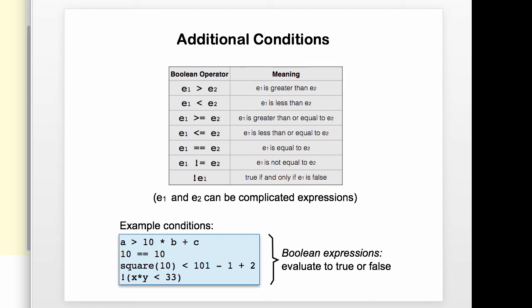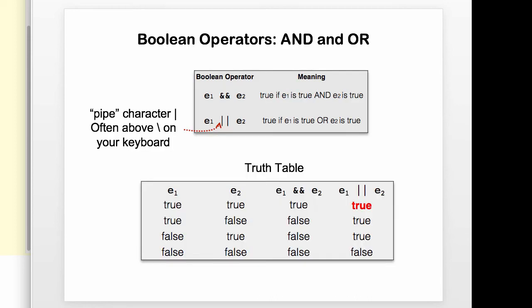The not is going to be essentially true precisely when the expression is false. So if we're testing not x times y is less than 33, that's true precisely when x times y is greater than or equal to 33. Okay, so it's the equivalent condition that we would be testing there. And all these expressions are called Boolean expressions, which, as you might guess, is because they evaluate to either true or false.